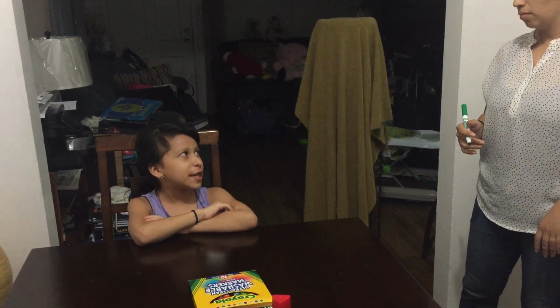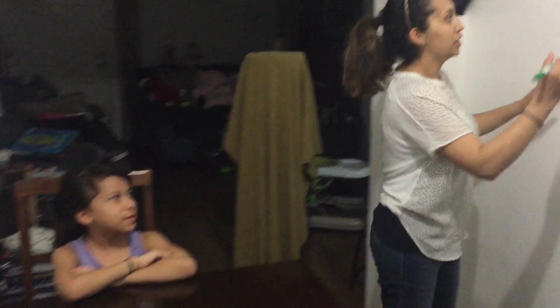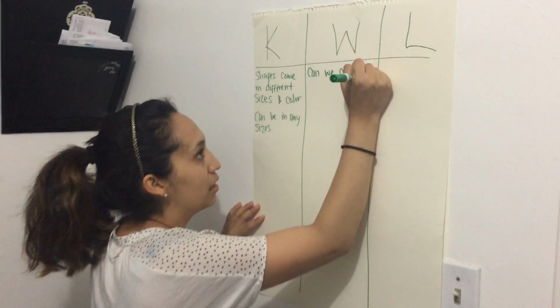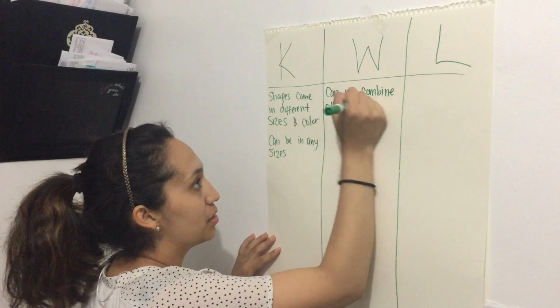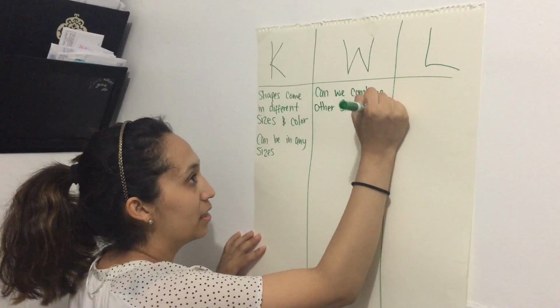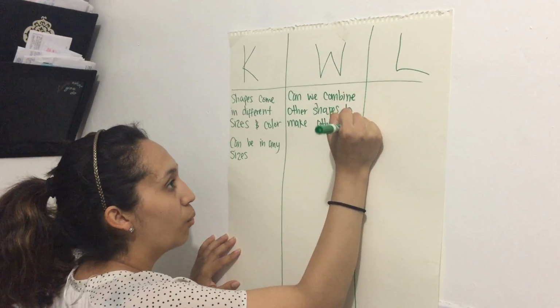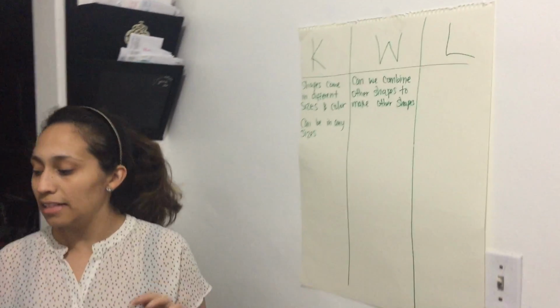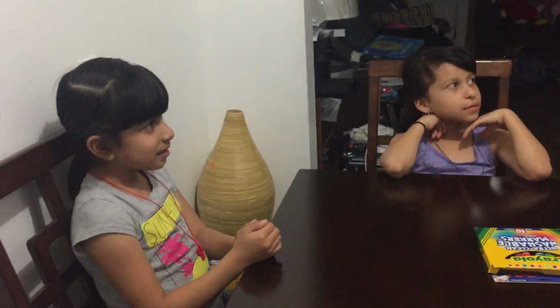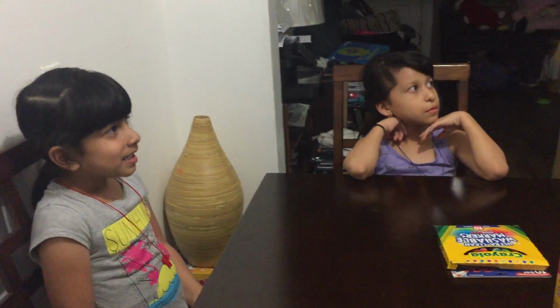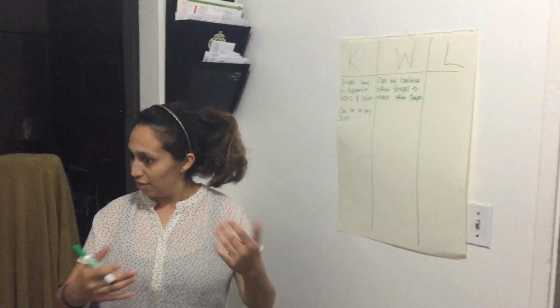Can you combine shapes to make another shape? Good question. Let's put that. Can we combine other shapes to make other shapes? Good. What else? Class. Yes. What else can we say that we want to learn about shapes? Is there anything else that you would like to learn, Joy? No? Okay, well that's great. So we're going to find out if we can combine other shapes to make other shapes.